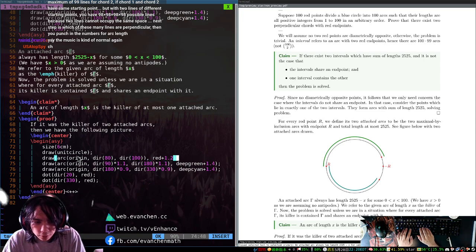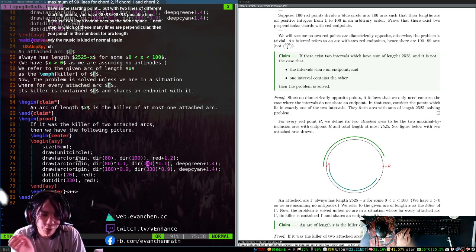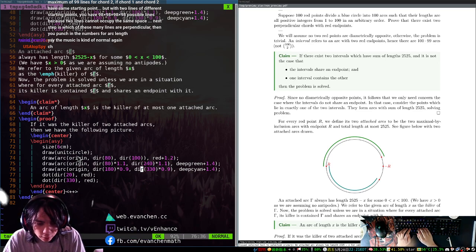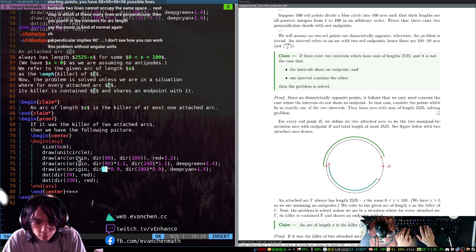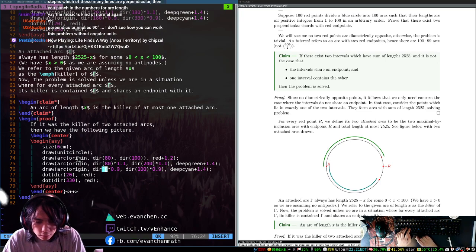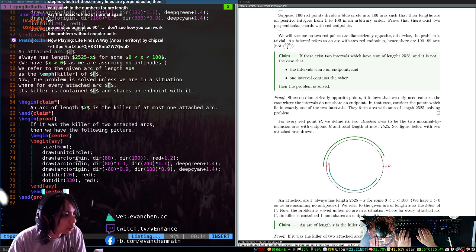Red plus 1.2. And then it's the killer of two arcs. Let's say 80 to 90. Well, actually, probably if it's a length 20 arc, should be 160, right? 240 and 100 to 60. 90, 60.